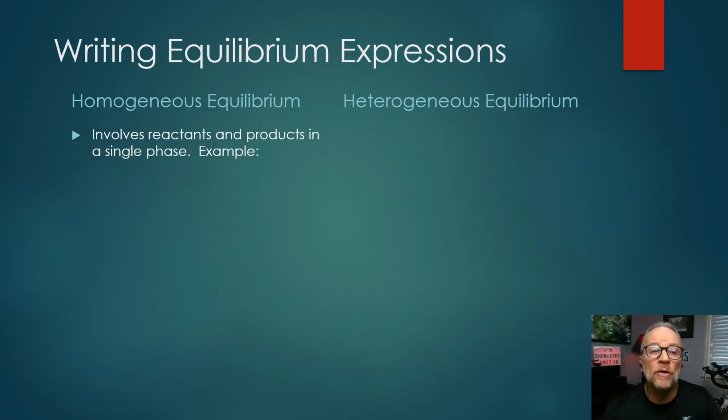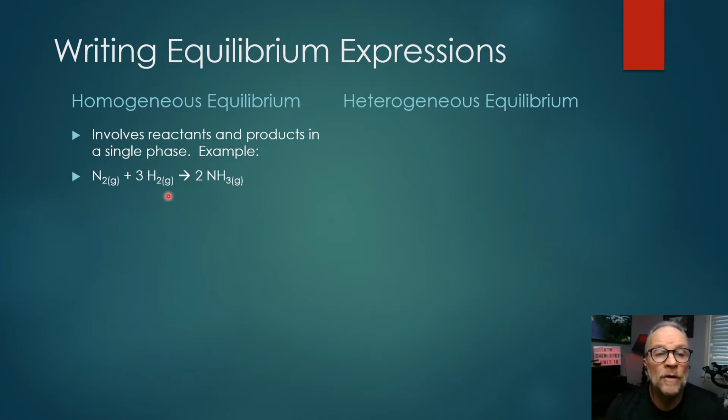Okay, so now we're going to compare what we call a homogeneous equilibrium to a heterogeneous equilibrium. Homogeneous equilibriums involve a single phase. Like in our last example, all the phases were gas phases, right? All the reactants and products were in the gaseous state. And so that would be an example of a homogeneous equilibrium.